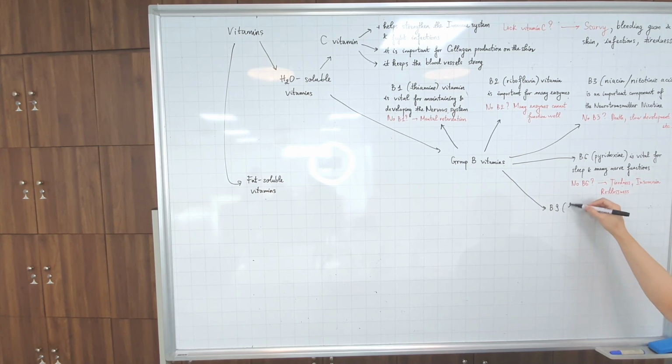So B9 is folic acid. So folic acid. Người ta nói là bà mẹ có thai và cho con bú bắt buộc là phải bổ sung B12, B9. They say that pregnant women and women that are feeding the babies need it. Folic acid is vital for DNA synthesis. Tổng hợp DNA nha. DNA synthesis.